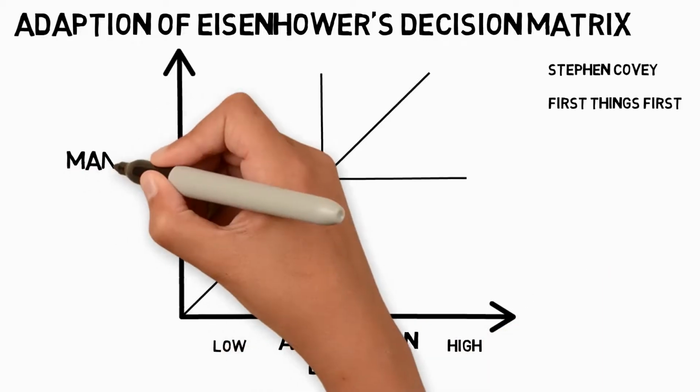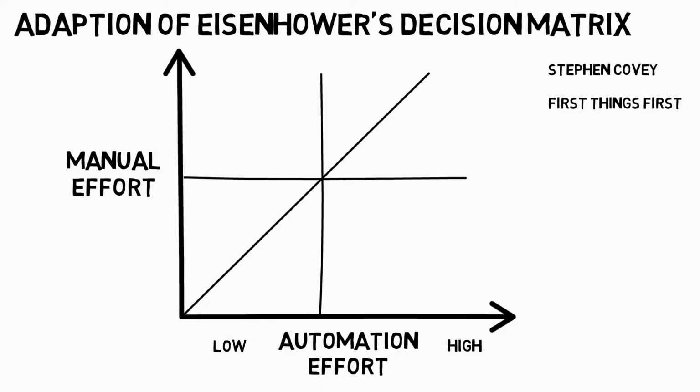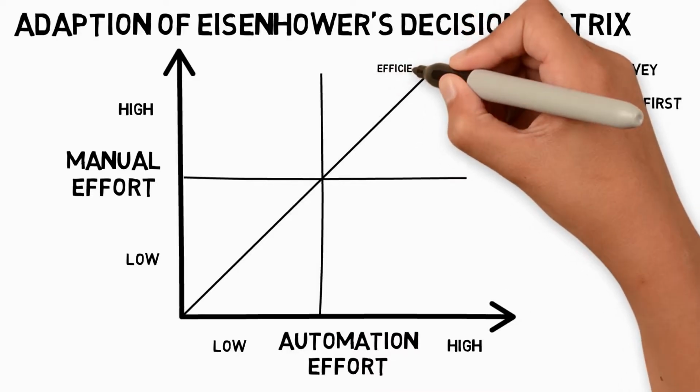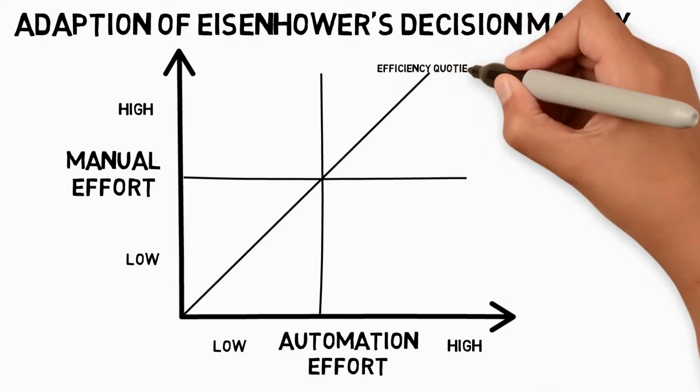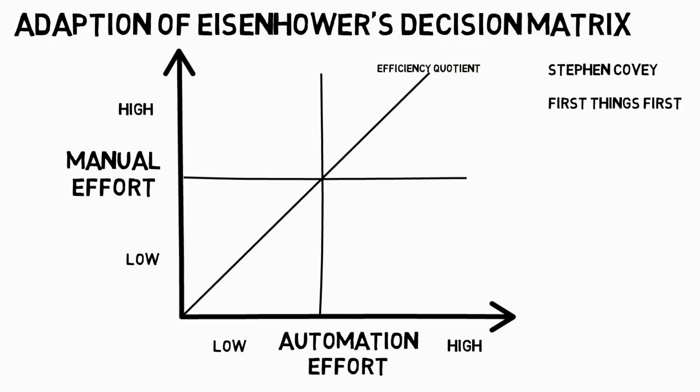In this case I have chosen manual testing effort, as it is probably the most common alternative scenario. It also works well in comparison, as shown by the research mentioned earlier. The other modification is a diagonal line which represents a 1-to-1 efficiency quotient.